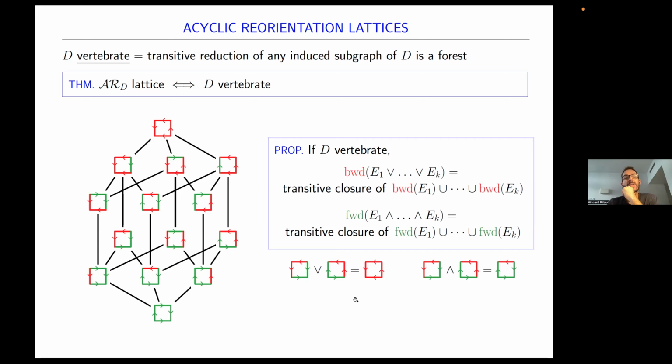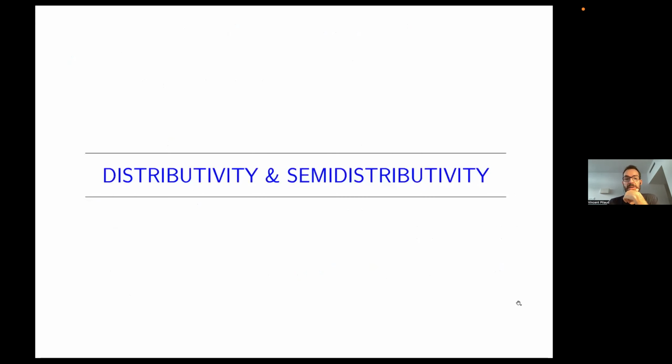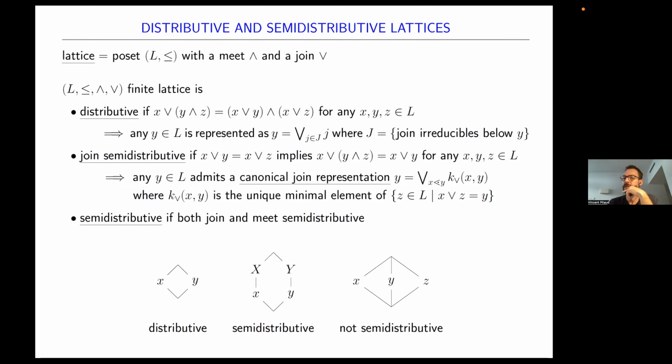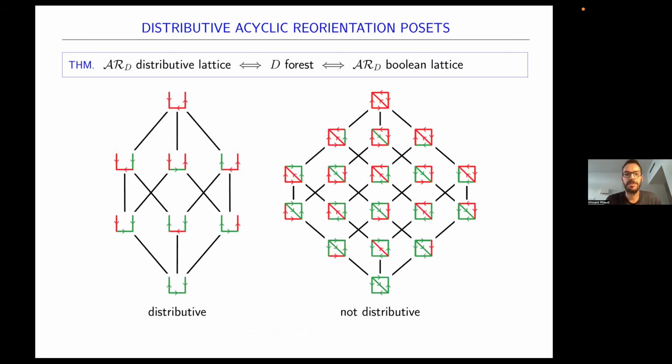All right, so now we understood which acyclic reorientation posets are lattices, and we actually understood the meet and the joins in these lattices. So let me do a little more. Let me try to understand when these lattices are distributive or semi-distributive. So this is just a slide that we already saw. Distributive, we know what it means, and semi-distributive is a weaker condition than distributivity. So distributive is not really interesting. Actually, the acyclic reorientation posets which are distributive lattices are just the ones for forests. So they are just boolean lattices, just very basic distributive lattices.